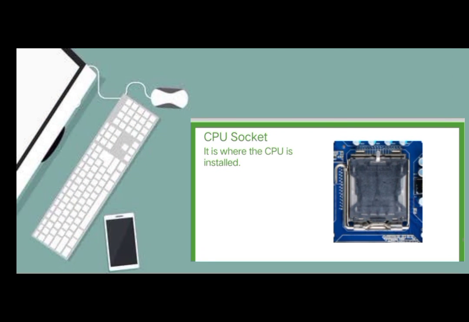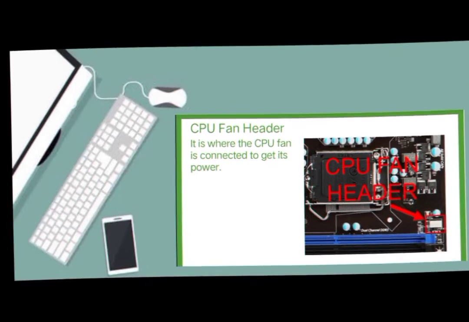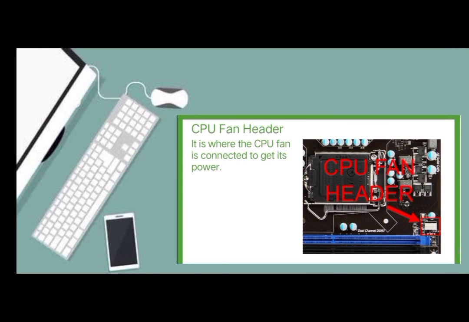The 10th one is the CPU socket. The CPU socket is where the CPU is installed. So it means this is where you attach the CPU to install. And the last one is the CPU fan header. It is where the CPU fan is connected to get its power. So without the CPU fan header, the CPU fan will not work.